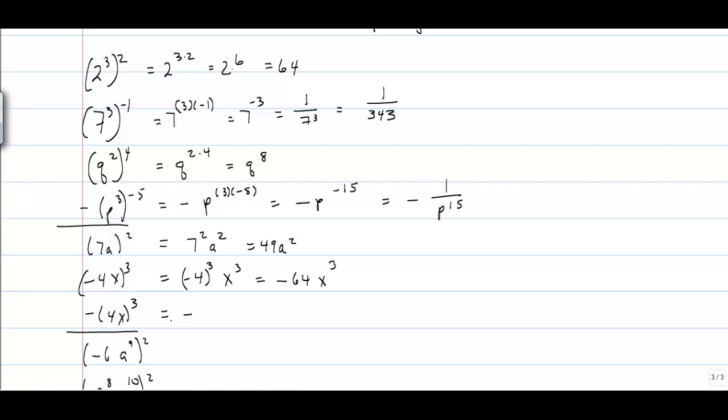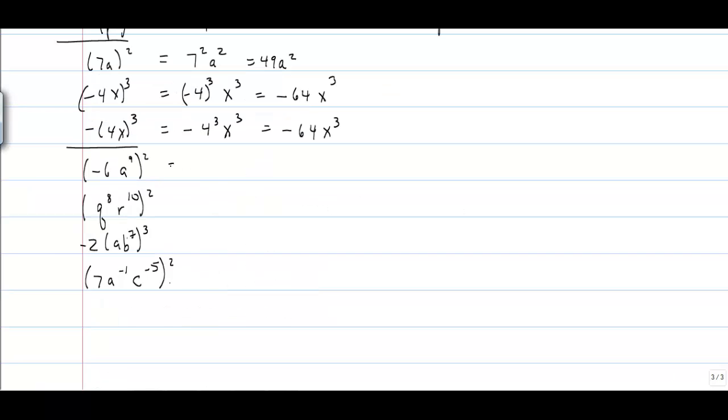What's interesting is we end up getting the exact same answer for this 3rd question in practice 2. That negative sign sits outside, 4 to the 3rd power is again 64, and then we have x to the 3rd. This negative sign came from being inside the exponent being raised to an odd number. The second negative sign is just there because it was a negative number.